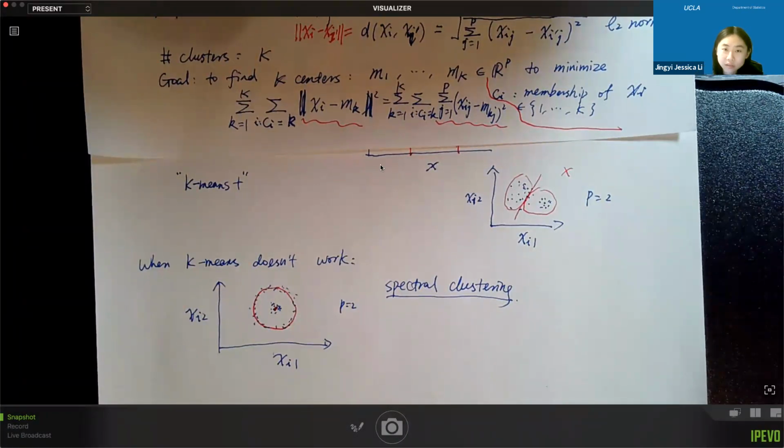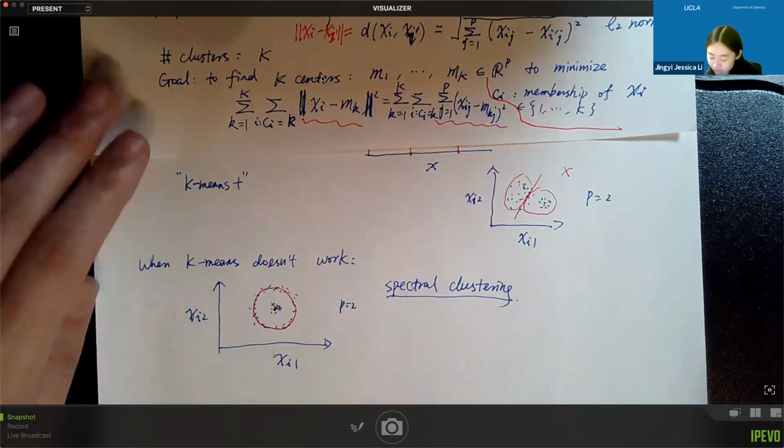And so, okay, I see there's a question from the chat box. I just saw it. It's from Albert. So Albert says, why is k-means dependent on the Euclidean metric? Could you replace the Euclidean with a more appropriate metric? Exactly. Yeah, change the objective function.